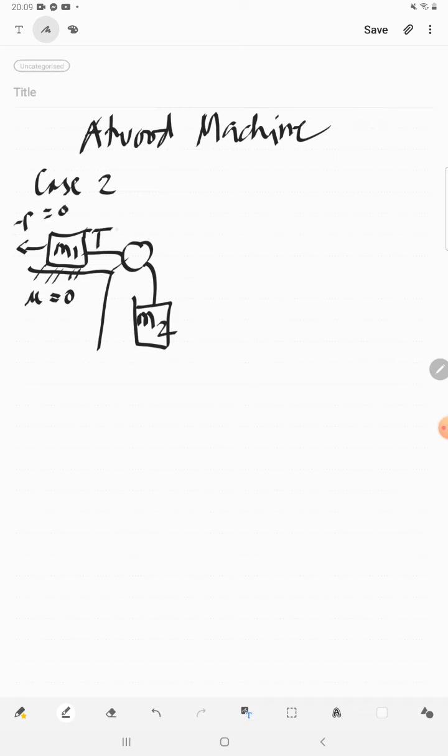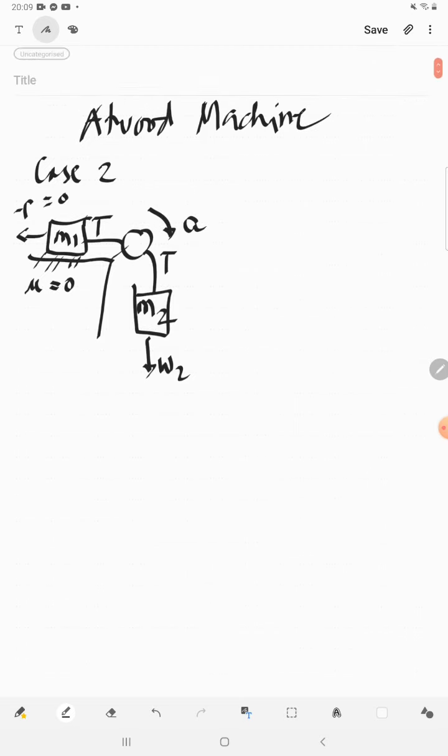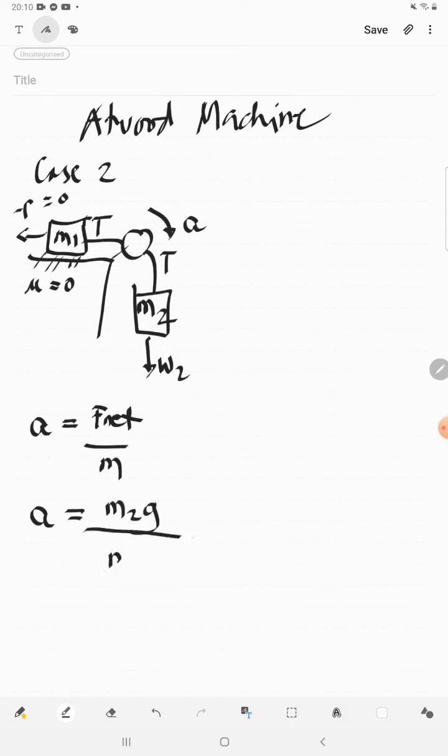Therefore, there's a tension here across the rope, and this is your W2, and of course there is acceleration towards M2. Since there is no frictional force across M1, our acceleration according to Newton's second law is F net divided by M. Our F net is simply our W2, so your M2G divided by M1 plus M2.